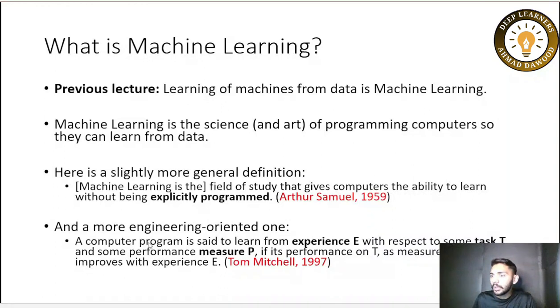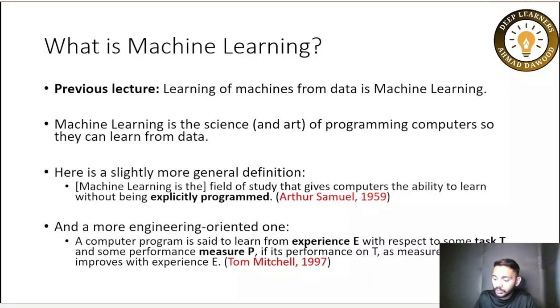The more engineering-oriented definition is: a computer program is said to learn from experience E with respect to some task T and some performance measure P if its performance on T, as measured by P, improves with experience E. Then we can say that this program is said to learn.